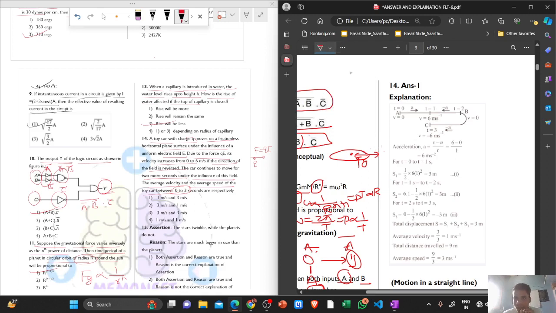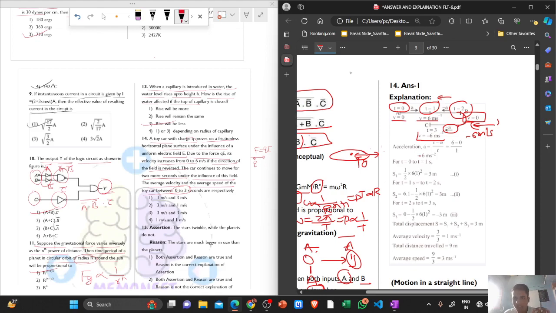First, at t equals 0, its velocity is 0. We put an electric field and it accelerates. At t equals 1, it gains a velocity of 6 meters per second. Then the acceleration is reversed as the field is reversed. So at t equals 2 seconds, it will just attain zero velocity and turn. And again it will accelerate and reach a velocity which in magnitude is 6 meters per second, but in direction it is reversed, so we take minus 6, because velocity is a vector quantity. Now you can easily calculate the average velocity.